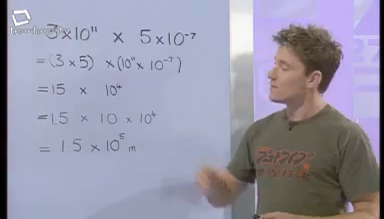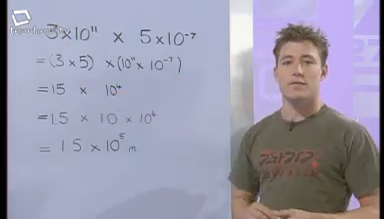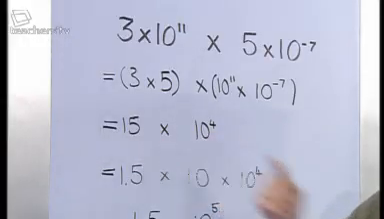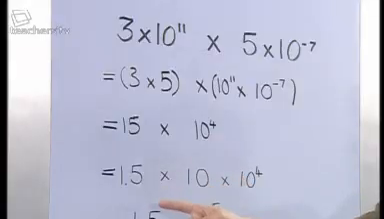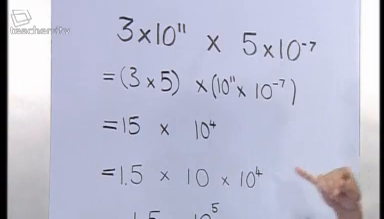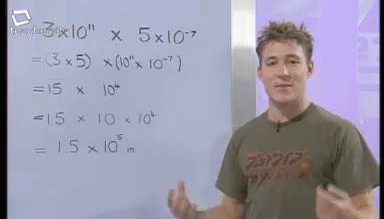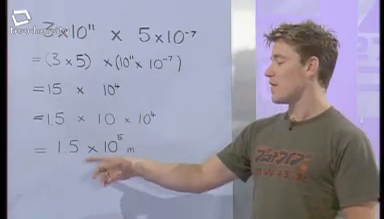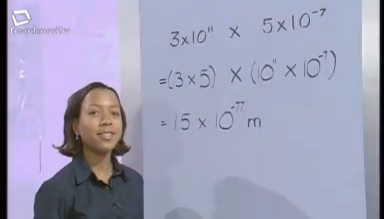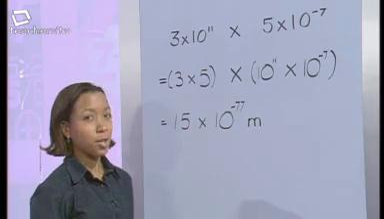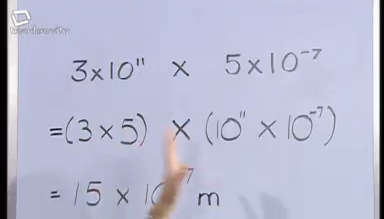So my answer is 15 × 10⁴. Now this number here is greater than 10, so to put it into standard form, I need to change it to 1.5 × 10 multiplied by 10⁴. So that means my final answer is 1.5 × 10⁵ metres.